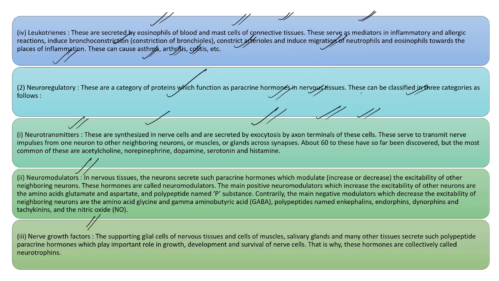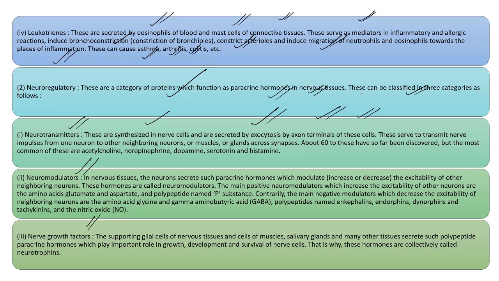So most importantly, the positive neuromodulators increase the excitability of other neurons with the help of amino acids like glutamate and aspartate, and polypeptide P substance. Contrarily, the negative modulators which decrease the excitability of neighboring neurons are the amino acid glycine and gamma aminobutyric acid, which is the inhibitory neurotransmitter. Polypeptides include enkephalins, endorphins, dynorphins, tachykinins, and nitric oxide.